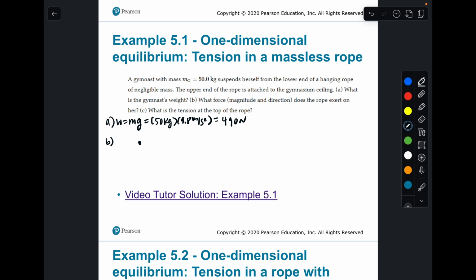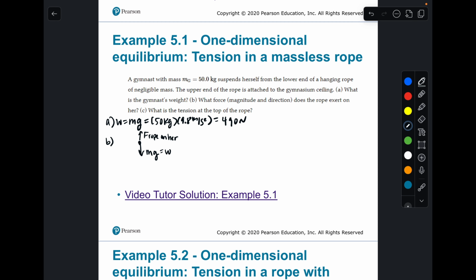Well, the earth is pulling on her, right? So she's going to have a weight equal to mg. What else is pulling on her? The rope, right? She's in contact with the rope. And so this is going to be the force of the rope on her. And that's all the forces acting on her.